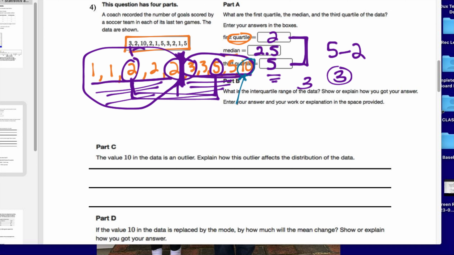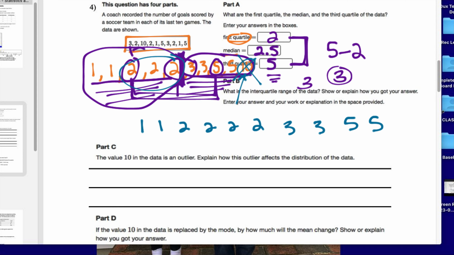And then part D just says, if the number 10 in the data was replaced, so I got rid of the number 10, and I replaced it by the mode. So mode means the most frequent number, which if you look, I have 3 2s, and that's what I have the most of. So there's only one mode in this example, and it's 2. So if I replace 10 with the mode, how much will the mean change? So again, I'd still have 1, 1, 2, 2, 2, then I'd add another 2, and then 3, 3, and then 5 and 5. That would be my new data.